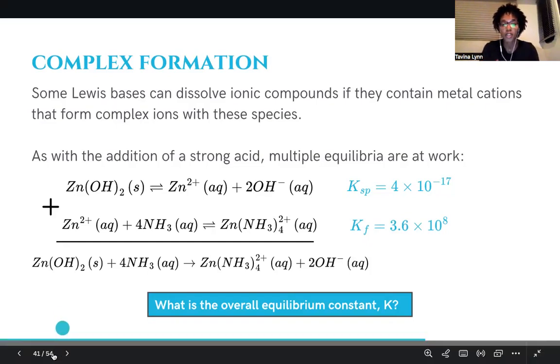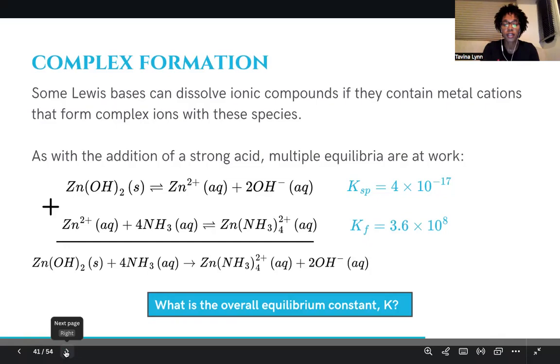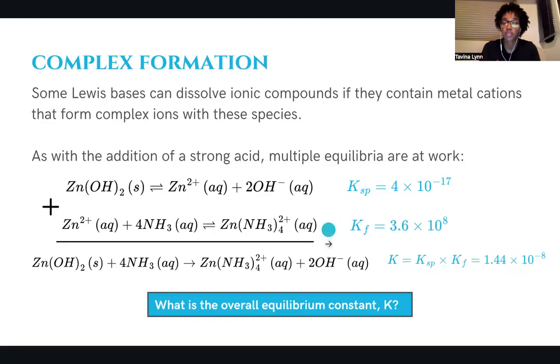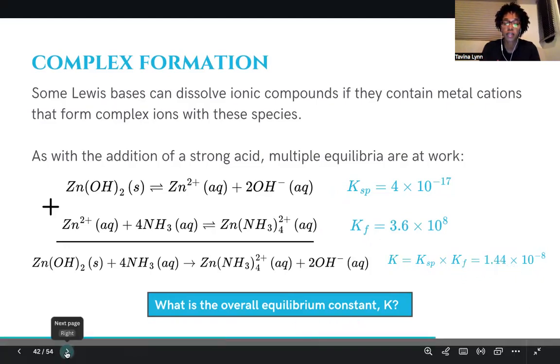So to get the overall equilibrium constant K, if we're adding two reactions together, one of our rules, there were three rules that we talked about with coupled equilibrium and how we find the overall equilibrium constant K, we're going to multiply the equilibrium constant for each individual equilibrium step. So we do KSP times KF and we get 1.44 times 10 to the minus 8.